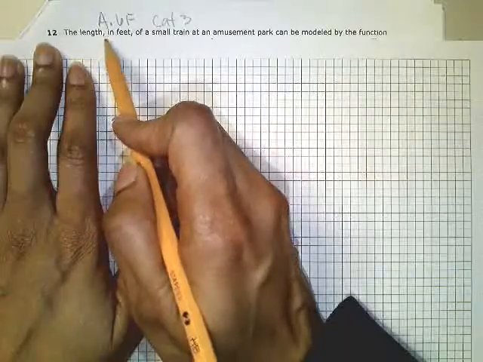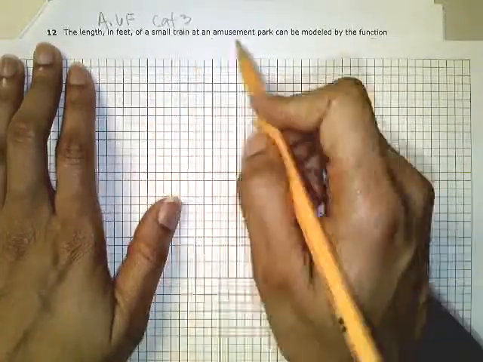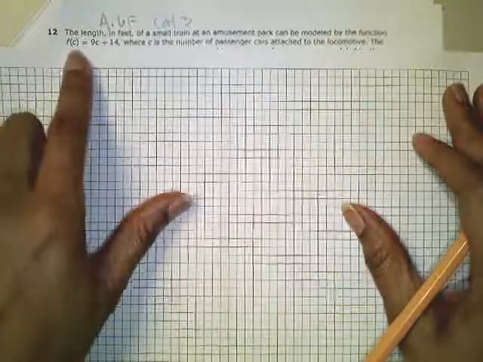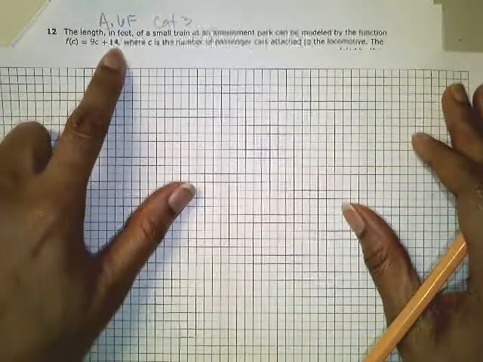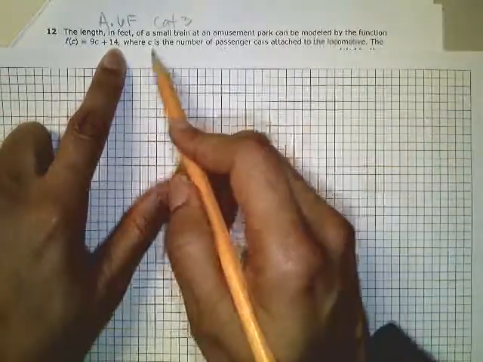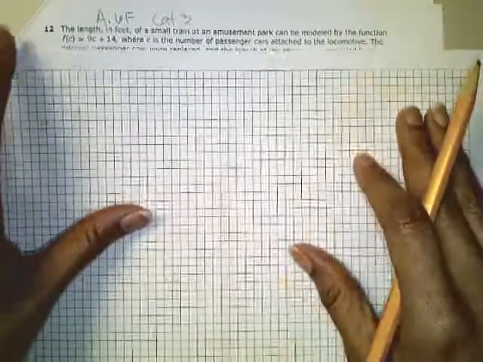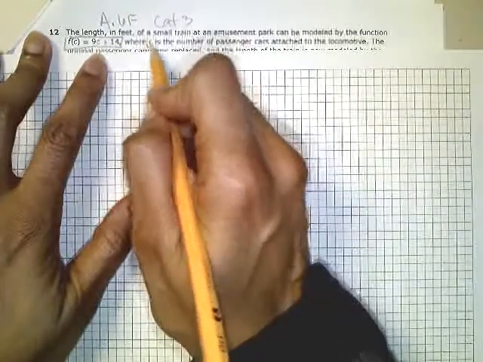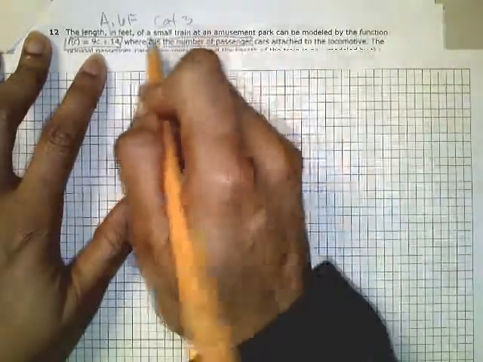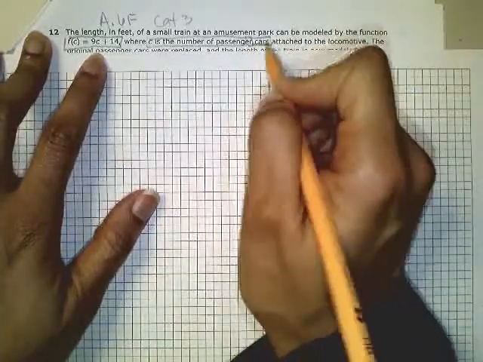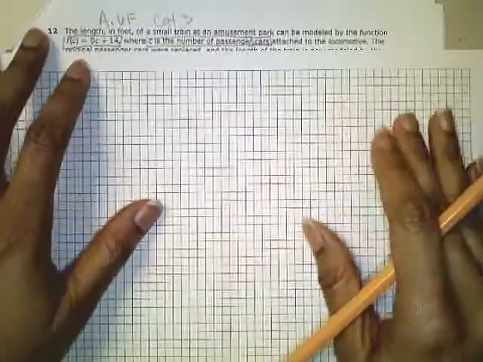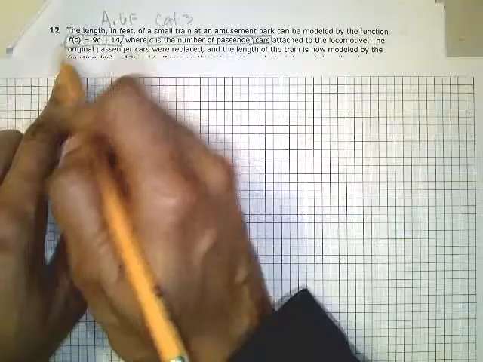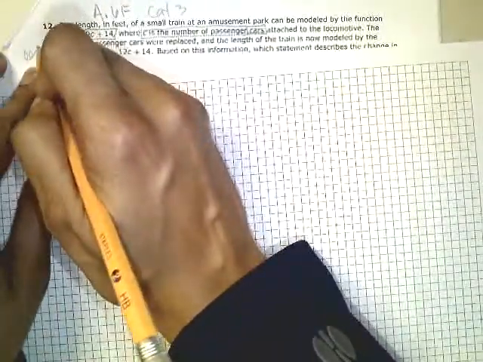So the length in feet of a small train at an amusement park can be modeled by the function f of c equals 9c plus 14, where c is the number of passengers. So I want to box in my function. C is passenger cars attached to the locomotive. Okay, this is the length, so I know f of c is my length. The whole thing is the length of the car.